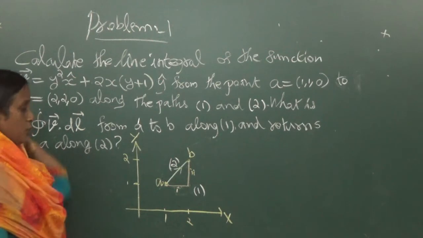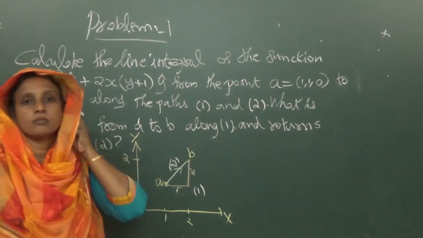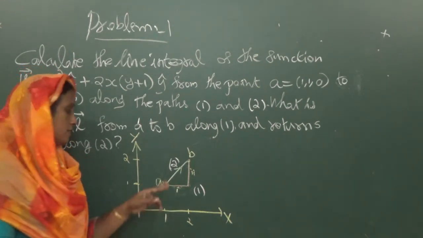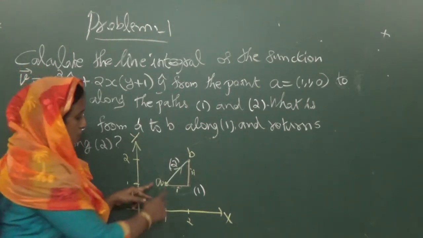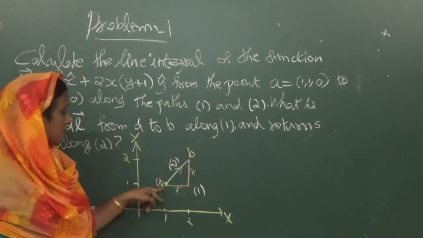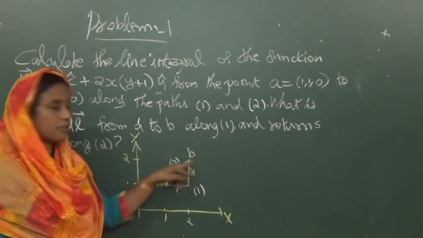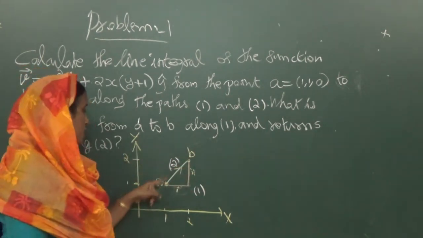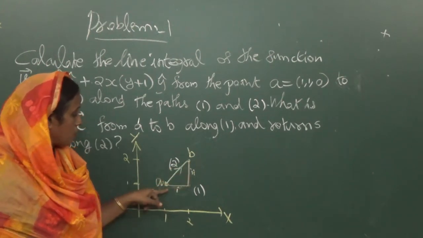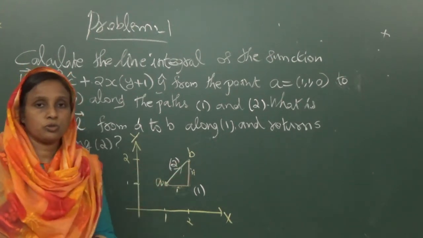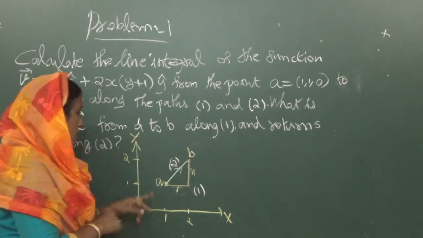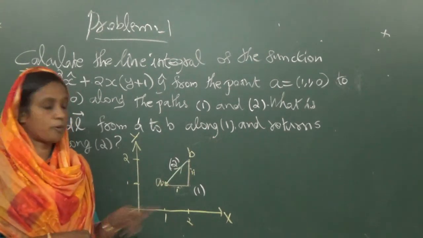Okay, these are the 2 points A and B. Now it is given there are 2 paths connecting the points A and B. Path 1 is given as this one, A to B, like this. Path 2 is given like this. In this figure, this one shows you path 1 and this one path 2. So there are 2 paths connecting these 2 points.